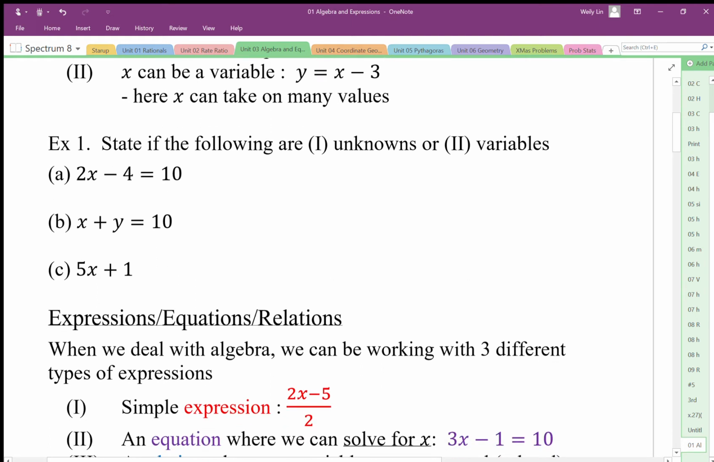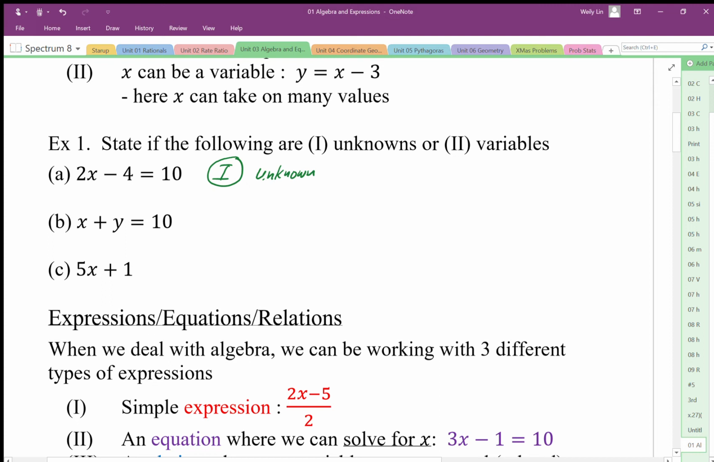So if we take a look at these, are the x's in these variables or unknowns? The first one here, 2x minus 4 equals 10. Are there lots of different x's that we can substitute in there? Or sorry, is it an unknown? Variable means we can substitute lots of different x's, and unknown means there's a specific x for that one. So in this case, this is an unknown. And unknowns are ones that we can actually often figure out.